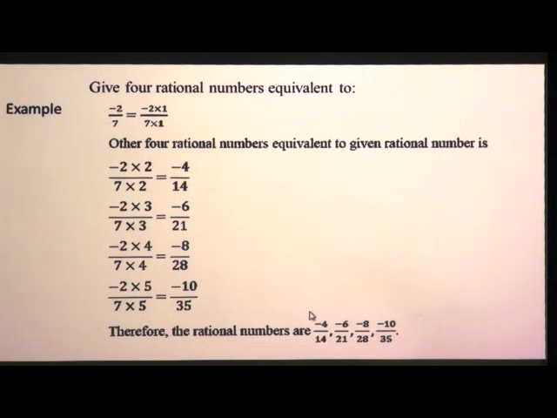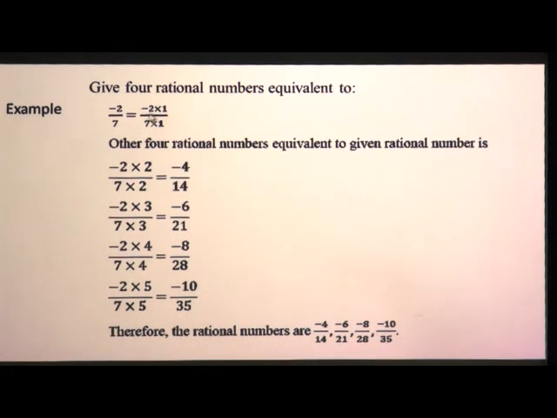Now, we will have one more example here. Again 4 rational numbers equivalent to minus 2 upon 7. Minus 2 upon 7 is equal to, first we will multiply it by 1, following the pattern, that is minus 2 multiplied by 1 in the numerator and 7 multiplied by 1 in the denominator. So, these are the other 4 rational numbers equivalent to the given rational number.